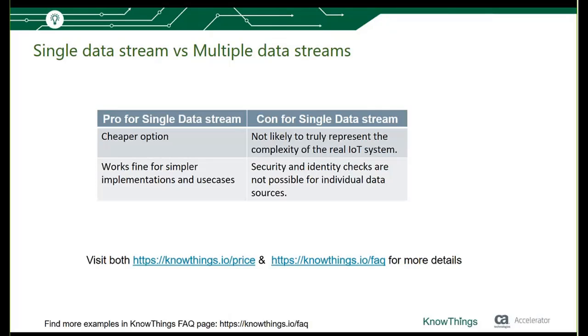So here's some of our guidance in terms of the pros and cons of going with a single data stream. Of course, a single data stream is obviously a cheaper option, where you don't need to spend as much as buying individual data streams. But in most cases, based on the feedback we got from our customers, it's not likely to represent the true state of an IoT system. The complexity of an IoT system, as you probably know from your experience, would most likely require you to create individual data streams to get the full value of using nothings.